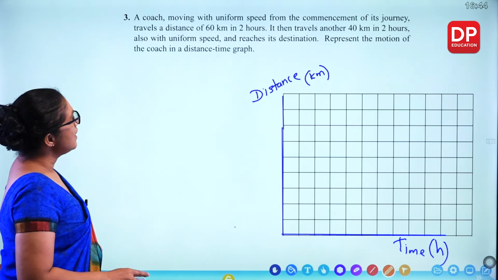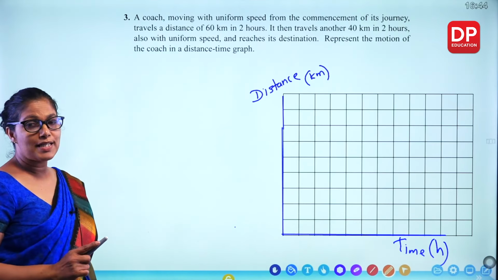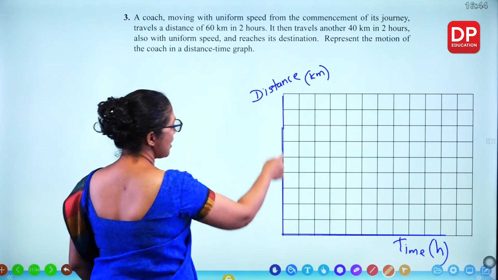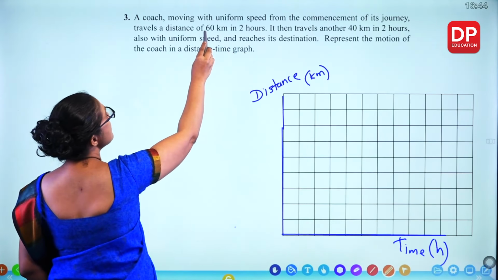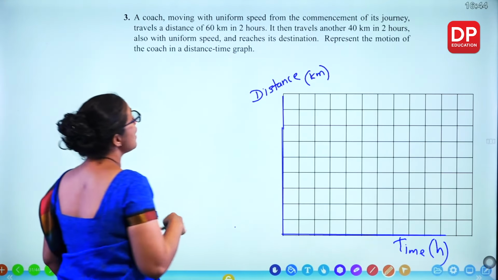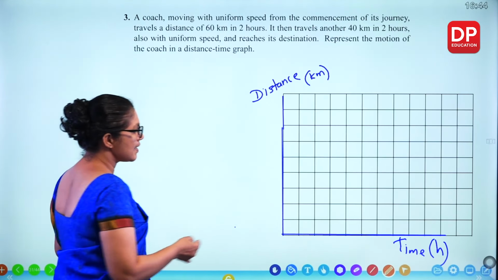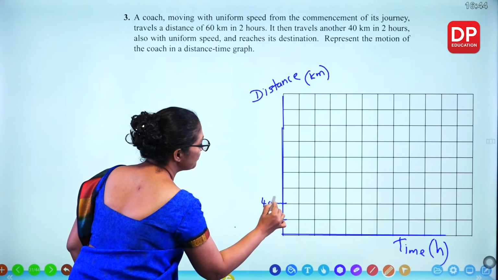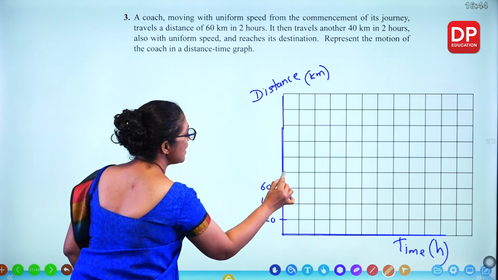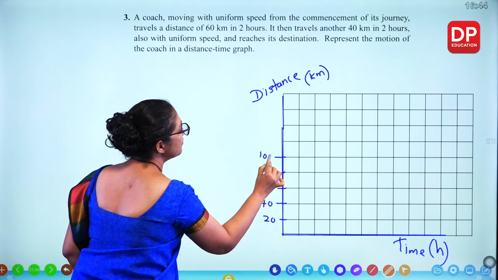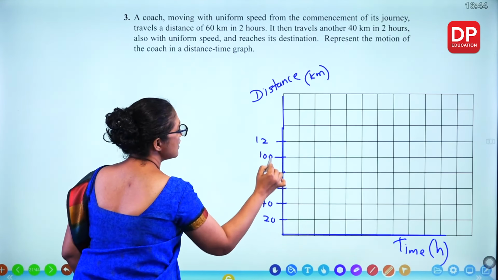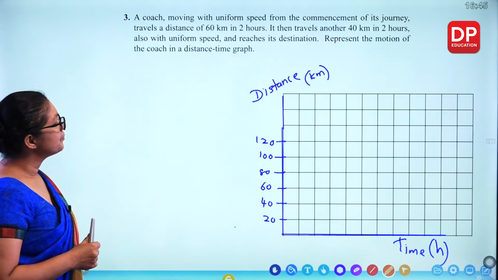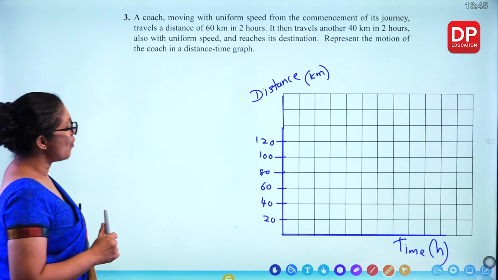And read the question. It says 60 kilometers in 2 hours. So here we need to think about these distances 60 and 40. So that means 100 kilometers. We'll take 20 each: 20, 40, 60, 80, 100. Something like that. 20 represents 1 square.